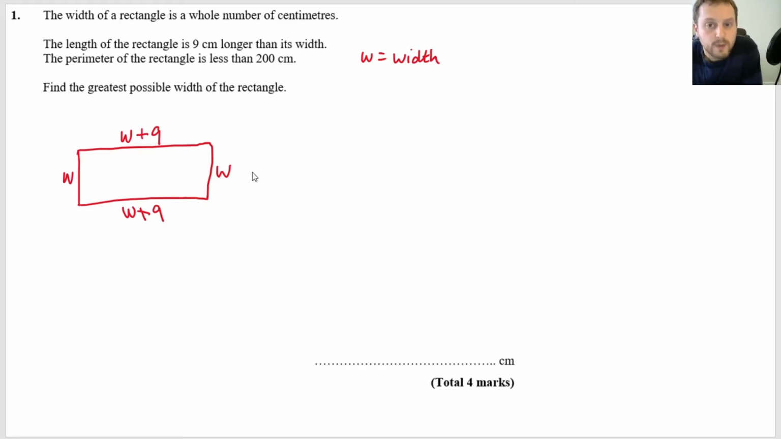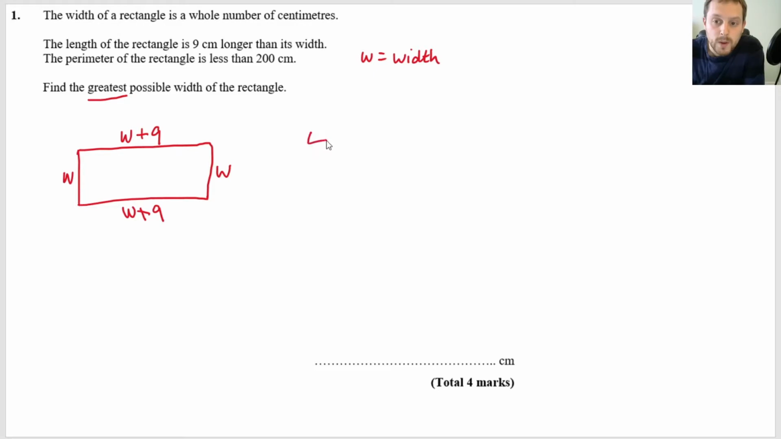The perimeter of the rectangle is less than 200 centimetres. Find the greatest possible width of the rectangle. So if I make W a small number, then this will all add up and be less than 200. It wants to find the greatest possible width. So it wants to find out what the biggest W can be so that all of this adds up and is still less than 200.